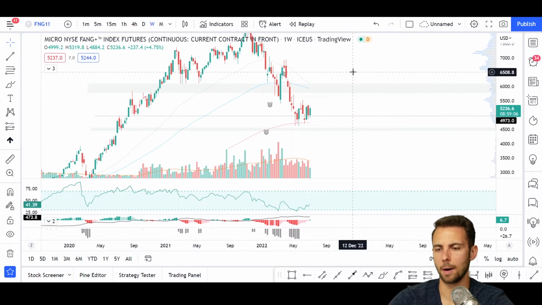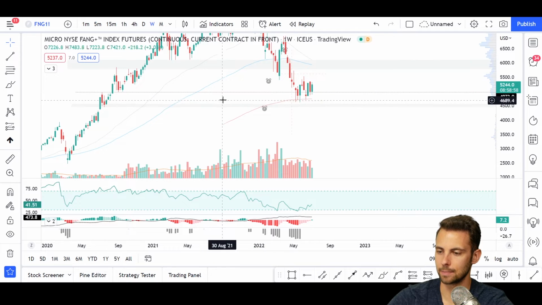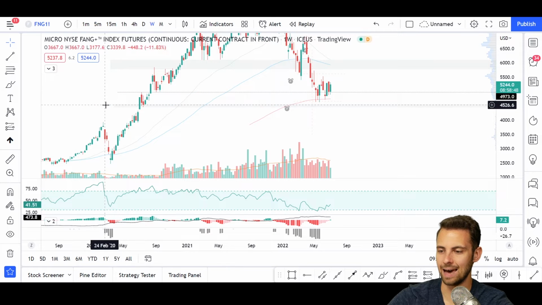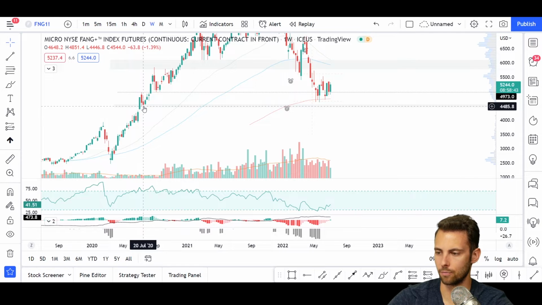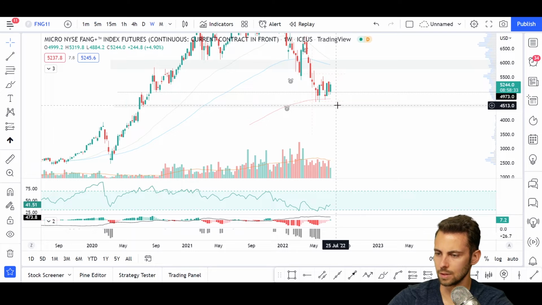so it's still possible to catch the top and even exceed it in the next weeks. On micro NYSE FANG Plus Index Futures, we can find that we are holding this 200 weeks EMA. So it means there is a very good point to start another rally. However, we still haven't claimed this recent dip that was marked at 4,485, and there might still be a kind of shakeout to those levels.